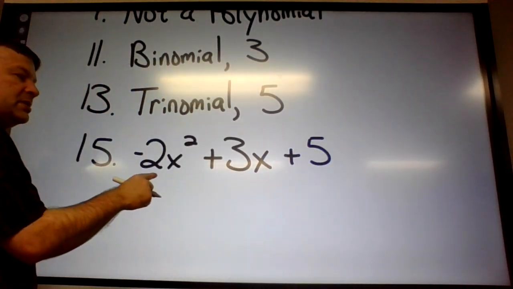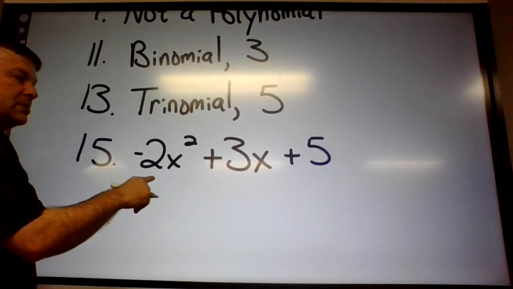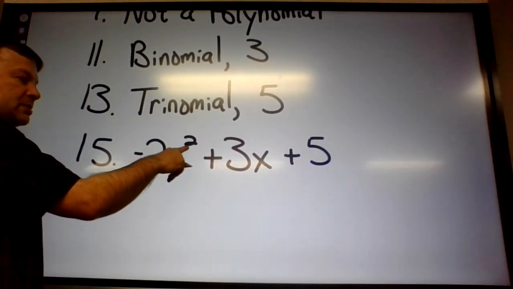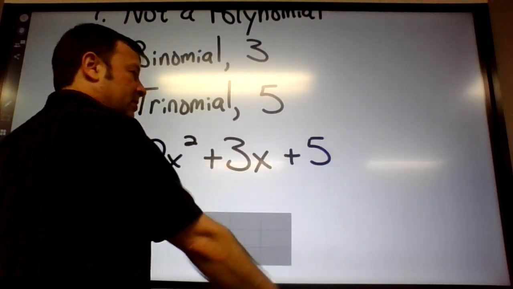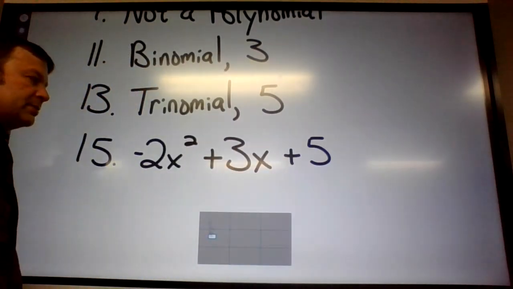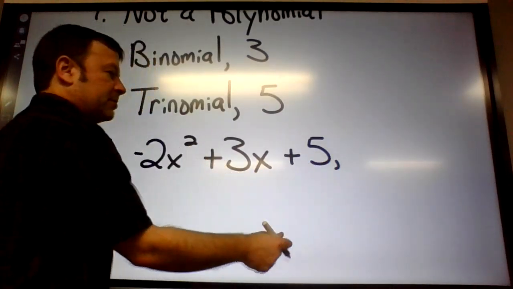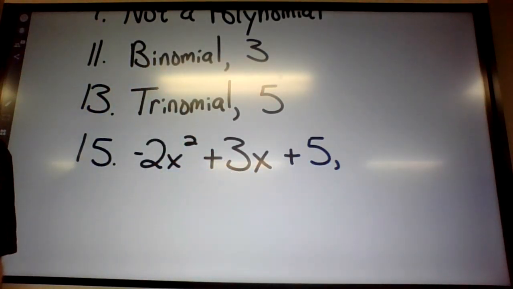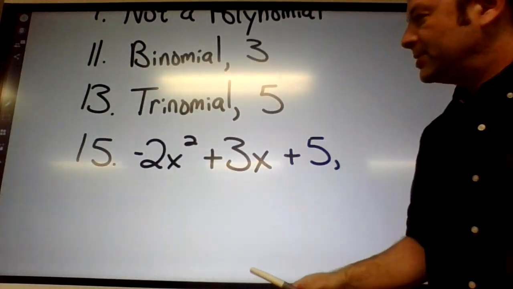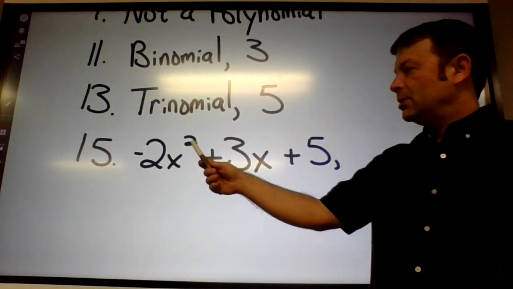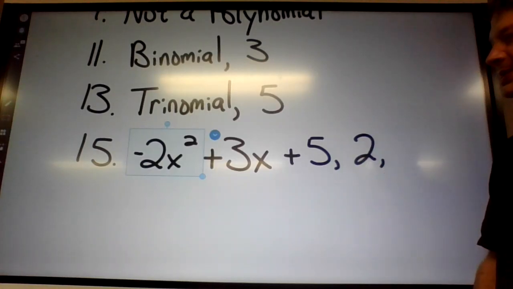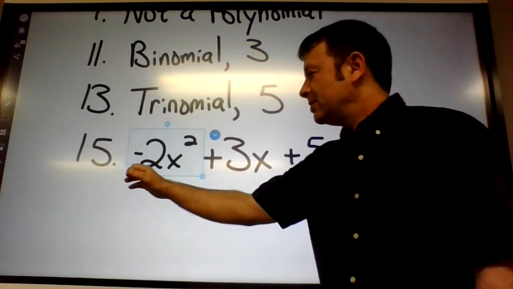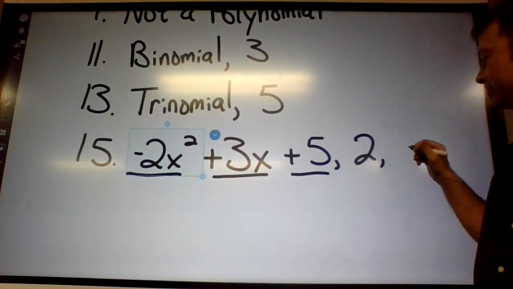Okay. Does everybody understand why we put it in this order? The largest power, the second largest power, the smallest power. Okay, and then they ask the same questions as before. What's the degree of this polynomial? 2. What kind of polynomial is it? Yes, 1, 2, 3. Trinomial.